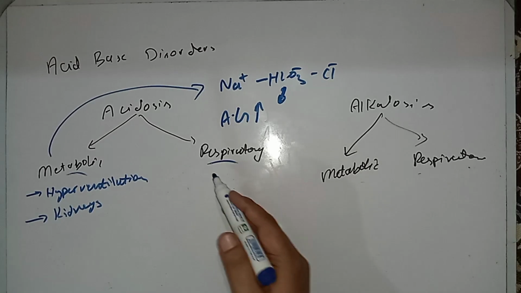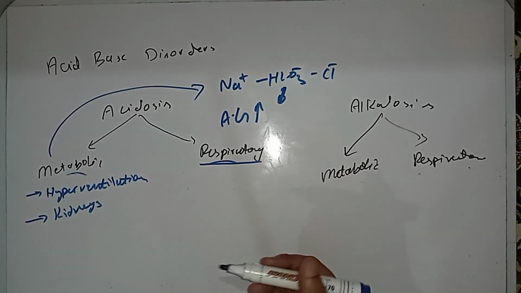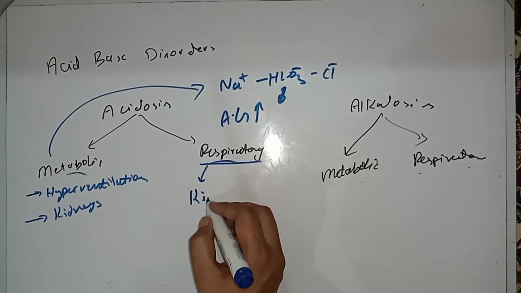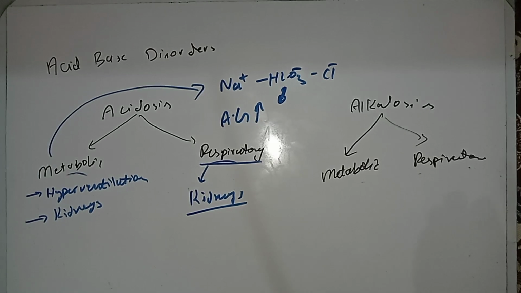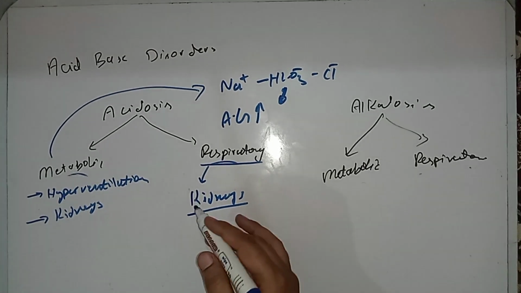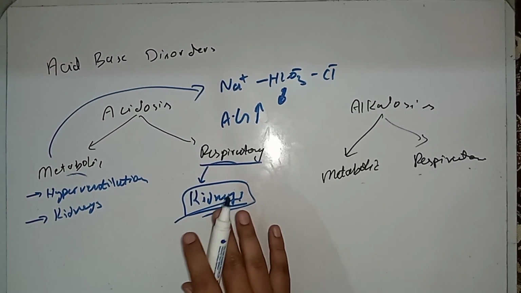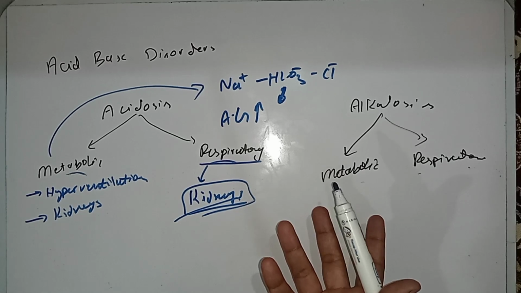How is respiratory acidosis compensated? In respiratory acidosis, the respiratory system is not properly working. So in this case, a dominant role will be of kidneys. However, in acute cases, the respiratory mechanism will play a role. In the long term, the predominant role will be of kidneys to reserve more bicarbonate and excrete titratable acids and NH4 and so on.